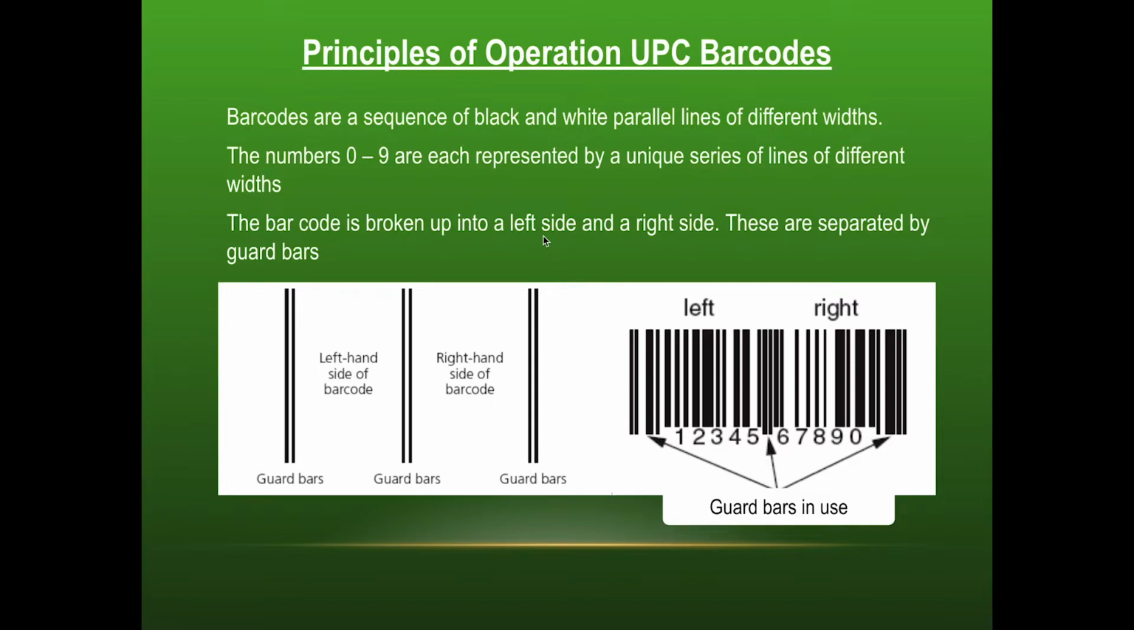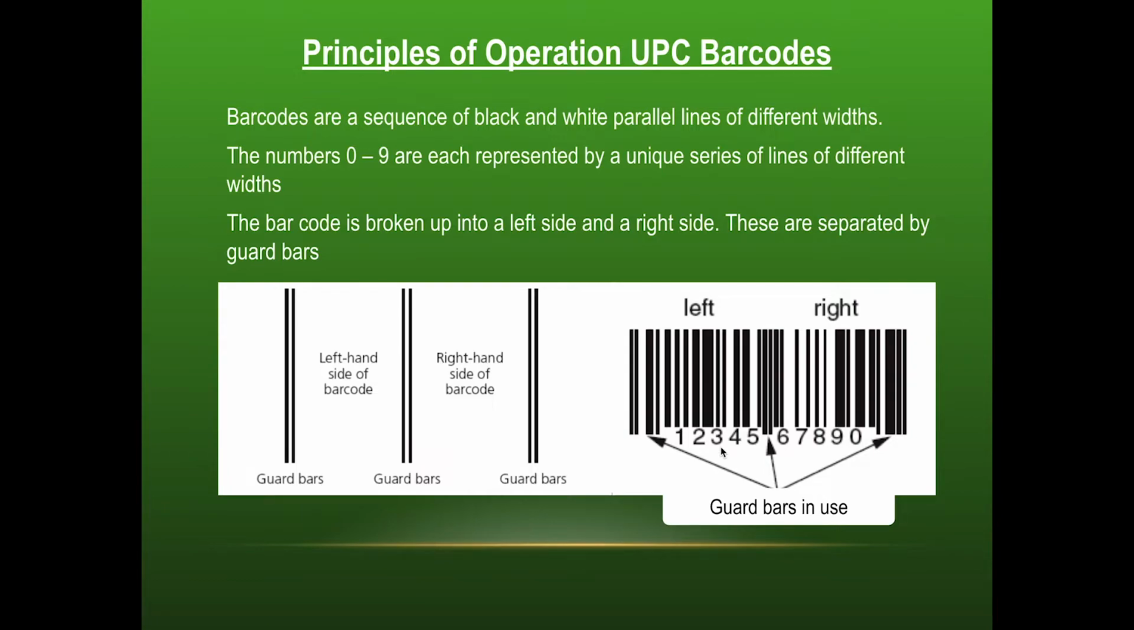Now let's look in depth at the principle of operation for the UPC barcode. We won't do 128, but we will do the UPC and QR. Now the UPC is a sequence of black and white parallel lines, same as the 128 actually. So these are parallel vertical lines in sequence, and they represent the numbers 0 to 9 in each position. So in this position, I could have any digit from 0 to 9 stored. Any digit from 0 to 9 could be stored in this position. Any digit, you get the idea.